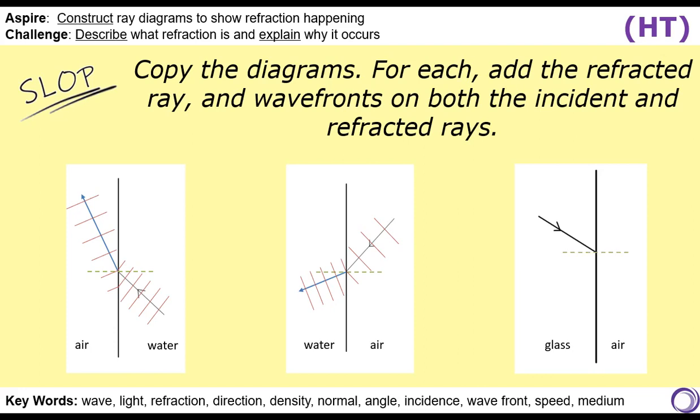And then the final diagram, here's your normal again. Now this time the light is moving from glass into air, so glass is more dense than air, so the light is going to move away from the normal when it travels into the air, and the wavefronts again are going to change direction following the rays, and this time there is a really big difference between the distance between the wavefronts in the glass and in the air, because in the glass the light will travel much slower because glass is much more dense than air, and so in the air the light is going to travel much faster, and so the wavefronts are further apart.